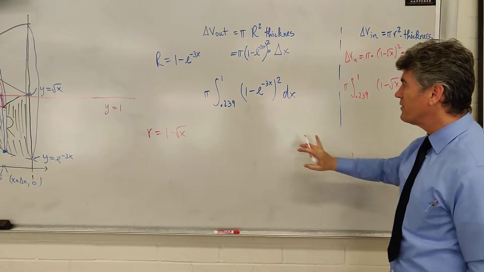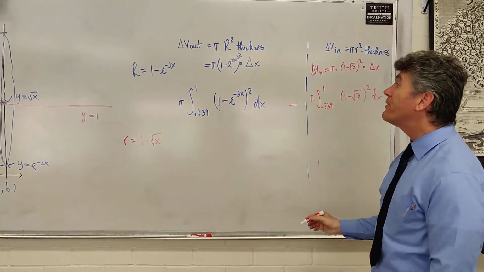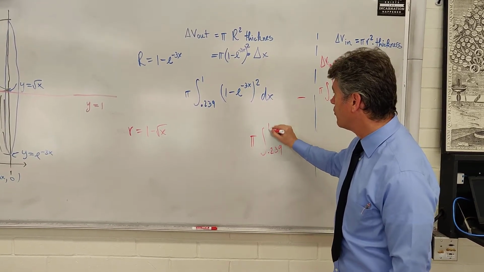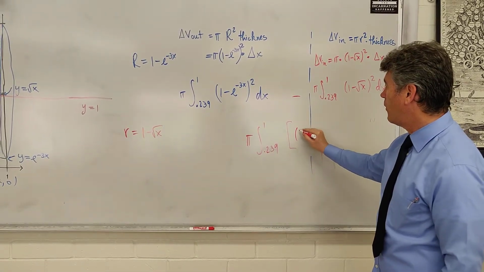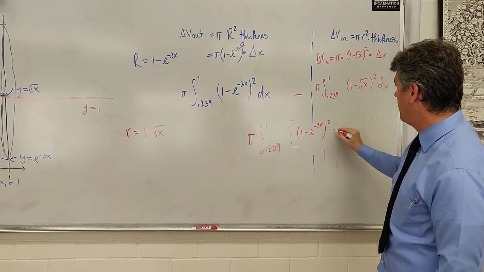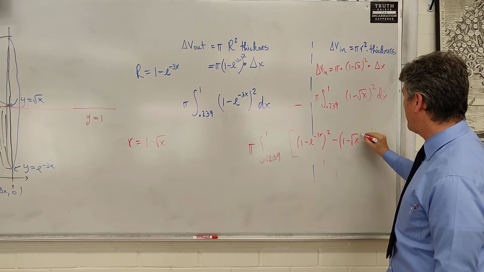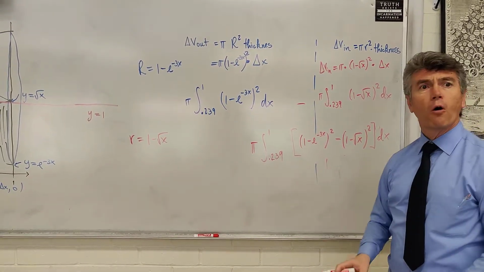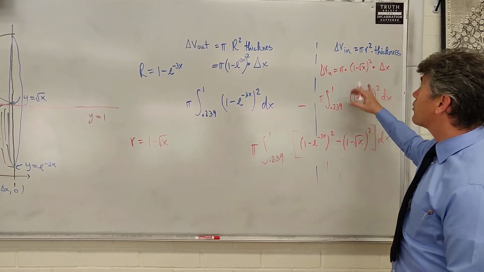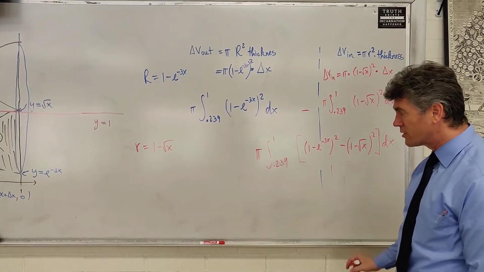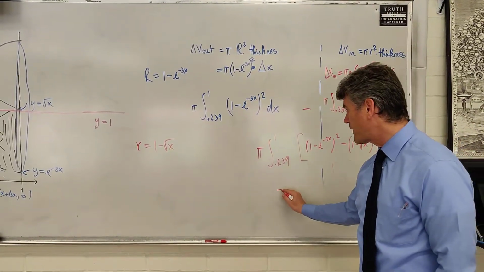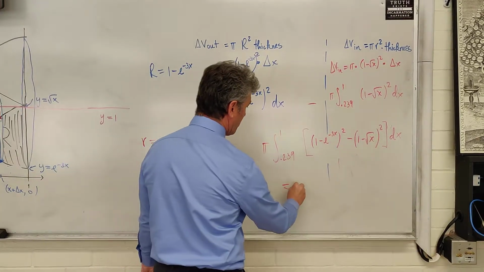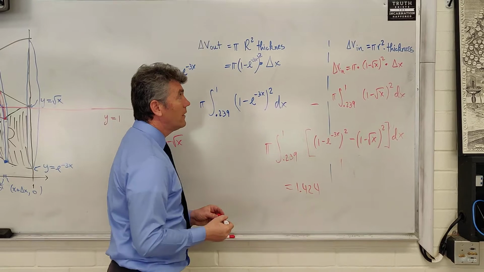So one thing that you can do is find this volume, find the difference, and you are done. Or if you don't want that, you can just write it as one integral, pi times the integral from 0.239 to 1 of [(1 minus e to the negative 3x) squared minus (1 minus square root of x) squared] dx. Again, I'm not going to do this on my calculator. You are allowed to use your calculator. Please use your calculator. If you're able to do all this, you've already earned 2 points. Congratulations. Now, to find the correct answer, you have to use the calculator properly. The answer that you are looking for is 1.424. And that concludes today's lesson.